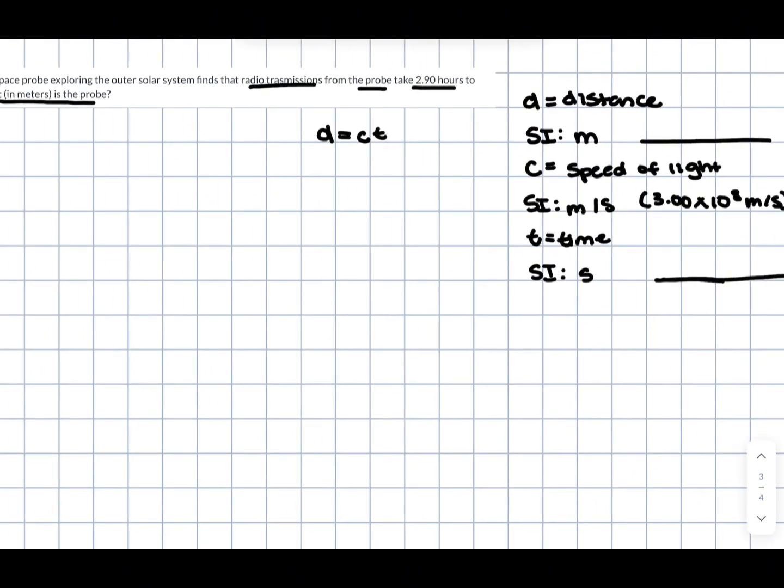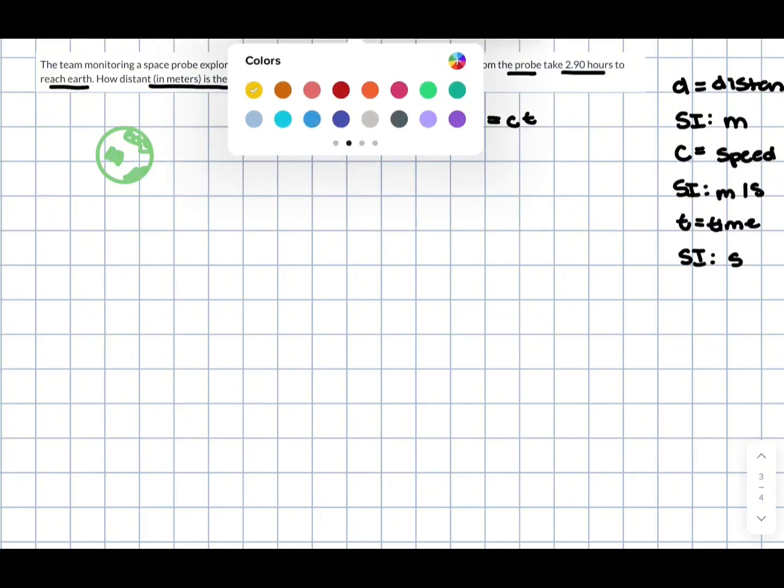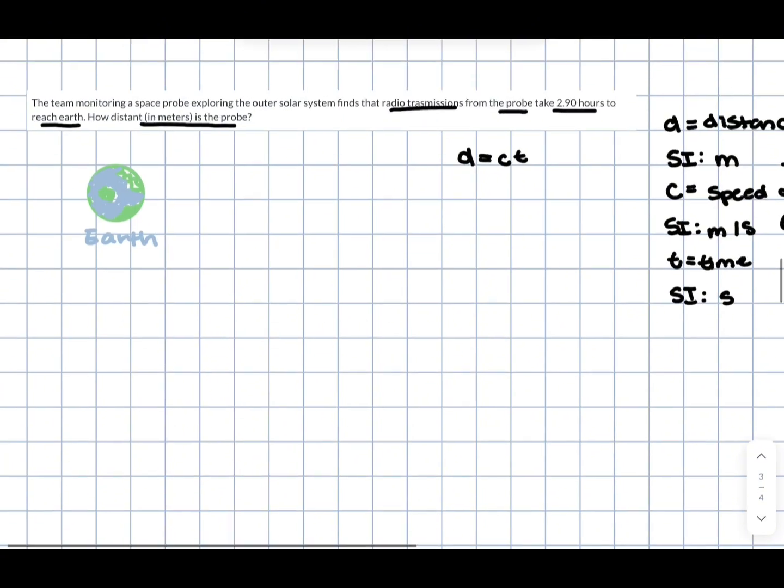But alright, so in order to start with this problem, it'd be really helpful to draw a picture just so that we can wrap our minds around what we're going to tackle. So the team monitoring the space probe exploring the outer solar system finds the radio transmissions from the probe take 2.9 hours to reach Earth. So I'm going to go ahead and draw Earth first. Alright, gonna add some water, make it a little fancy. And then that's our Earth. We also have our probe, which sends that radio transmission. So this can be our probe.